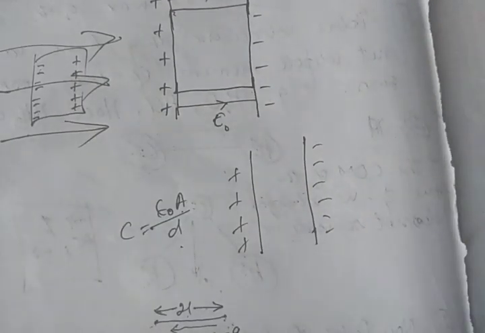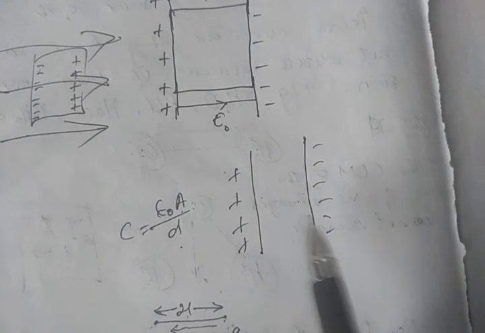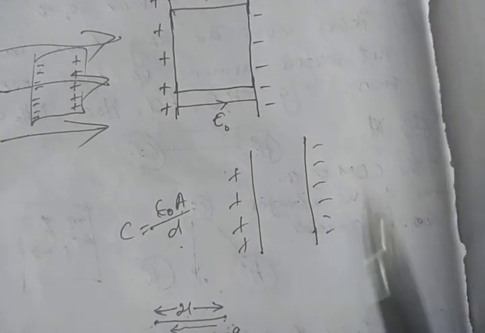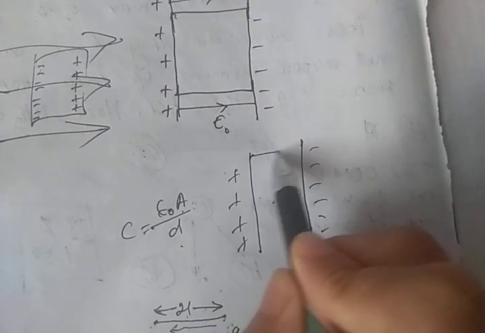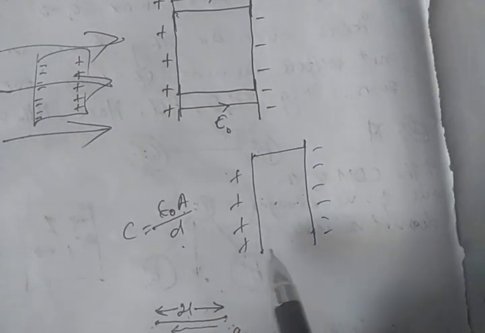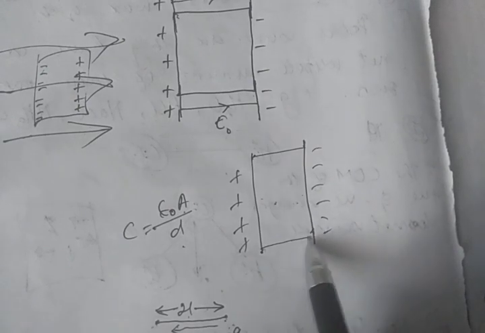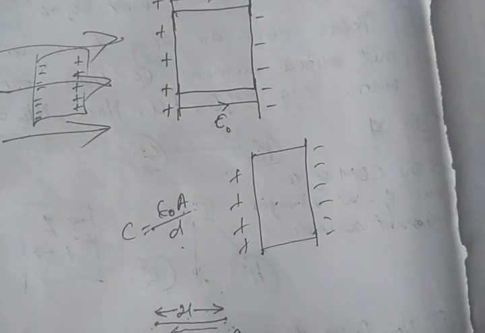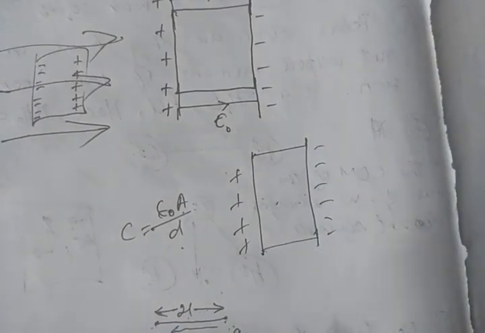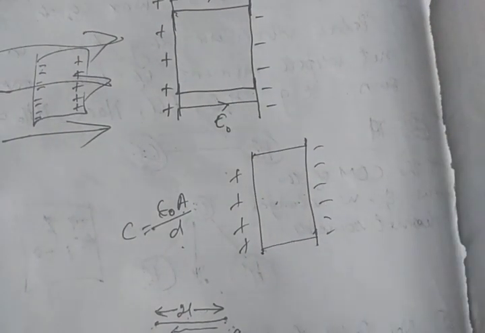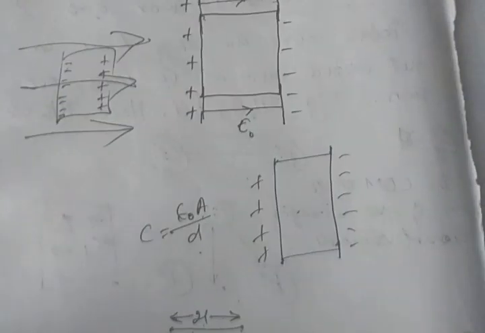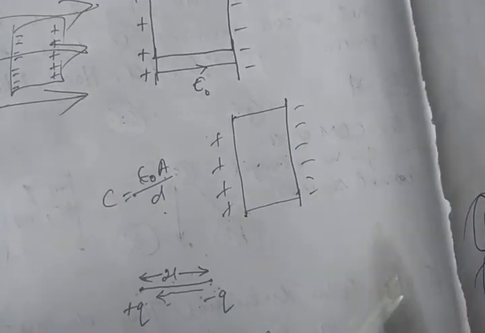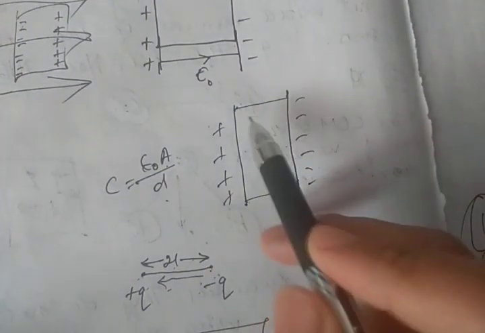Now generally we don't use air capacitors. What we use is capacitors in which the separation between the two plates is filled up by a dielectric substance. We will see what happens when we place a dielectric substance. So this is actually what we get: a dielectric substance placed in between the two plates.